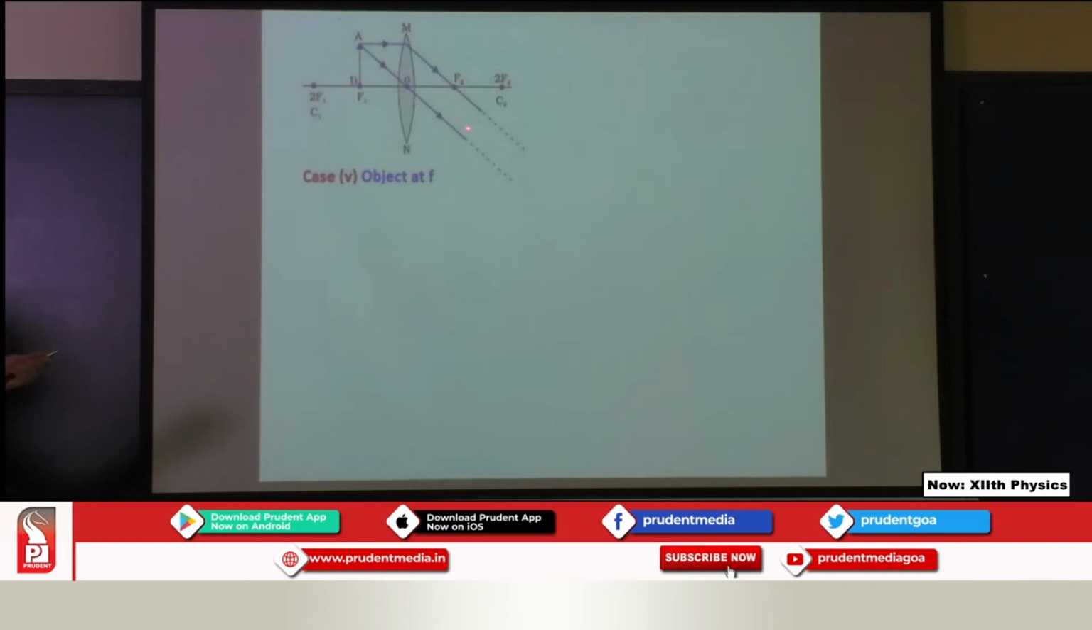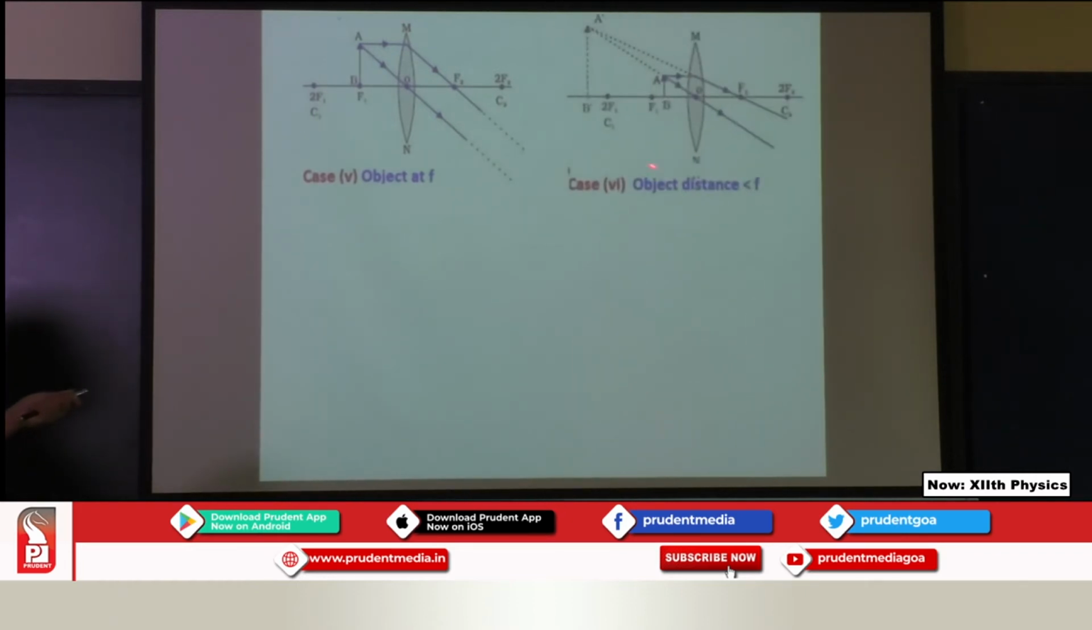Now, I have kept the object at f. And have you seen these two rays, that is the refracted rays, are going to meet at infinity. So, we say that when the object is kept at the focus, the image will be at infinity. So, just keep this in mind, because next we will be learning about the optical instruments, we will be using this.